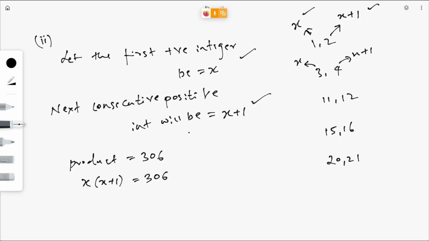Simple enough problems. So here first you need to take one as x and then next one as x plus 1. Just multiply those two. You will get x into x plus 1 is equal to 306. So if you simplify this one, then you will get x square plus x is equal to 306. Or if you write this in standard form, then you will get x square plus x minus 306 is equal to 0.